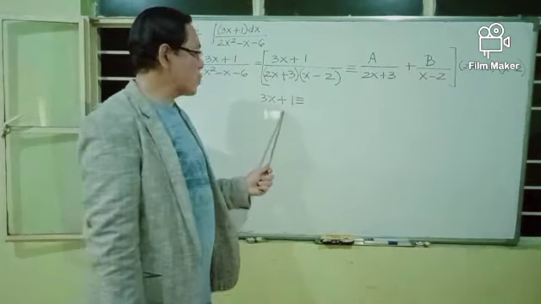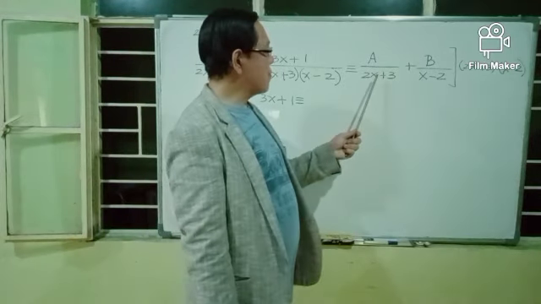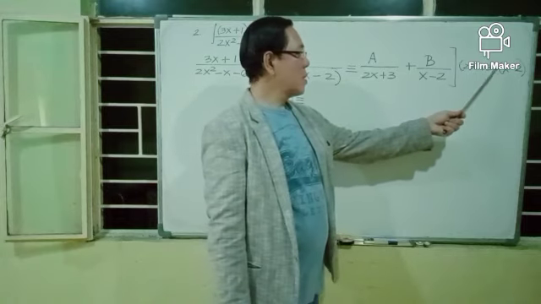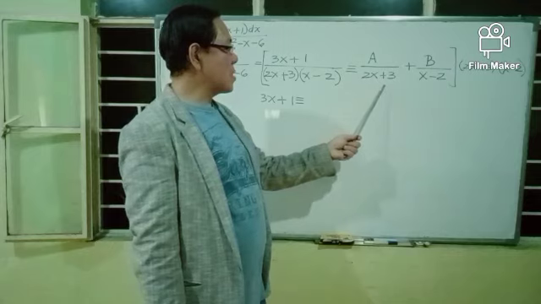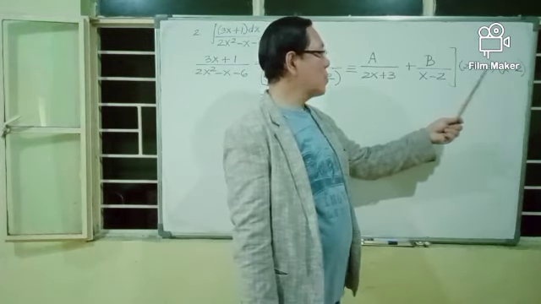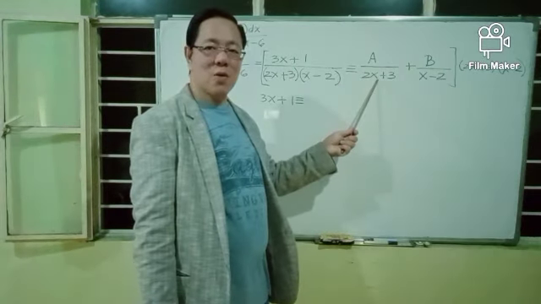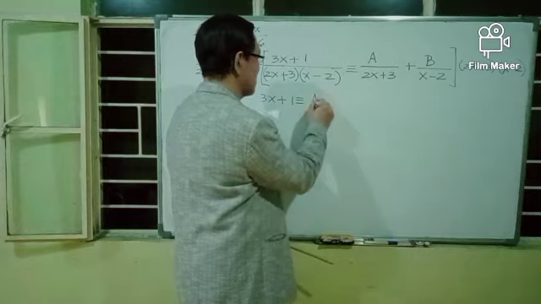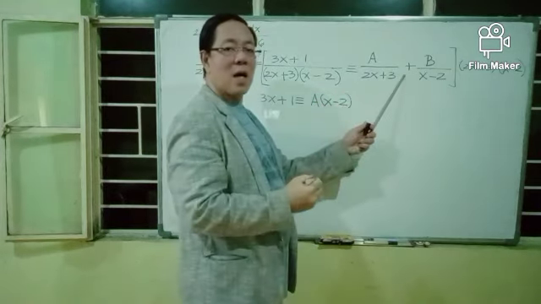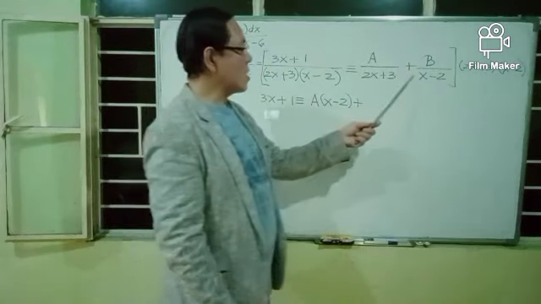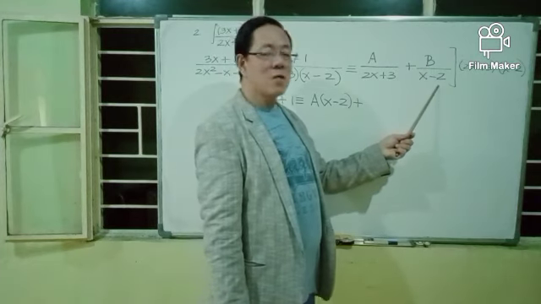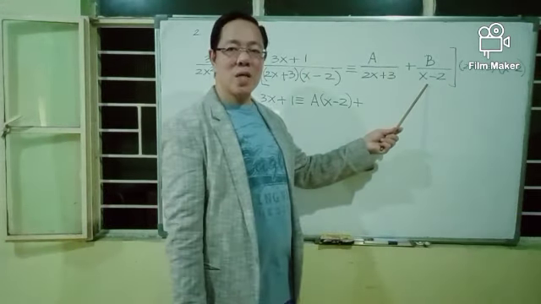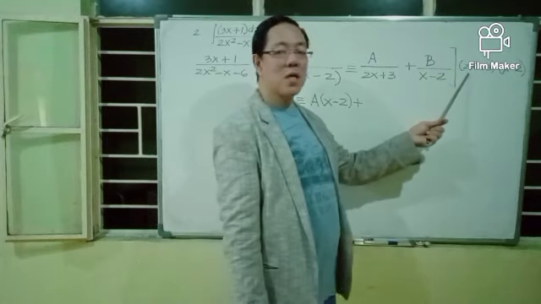And this expression 3x + 1 is equivalent to an expression obtained by multiplying this sum by this LCD (2x + 3)(x − 2). If you multiply the first term A over 2x + 3 by (2x + 3)(x − 2), 2x + 3 and 2x + 3 will cancel out. And what is left in the first term is A multiplied by x − 2. Plus, we also multiply the second term, B over x − 2, by (2x + 3)(x − 2). And if you do that, x − 2 over x − 2 will cancel out, and what is left in the second term is B multiplied by 2x + 3.